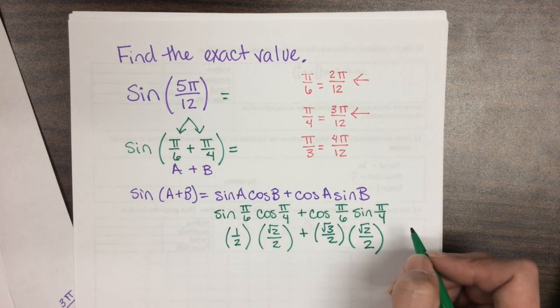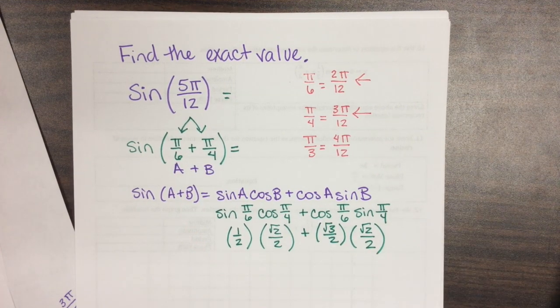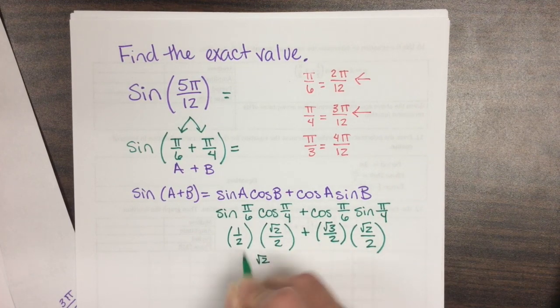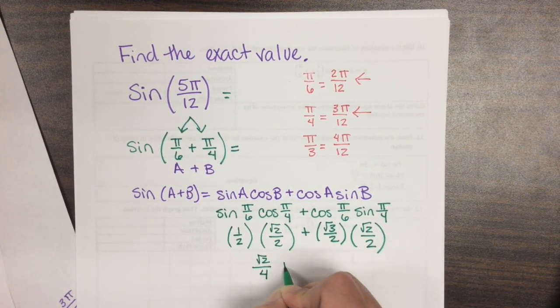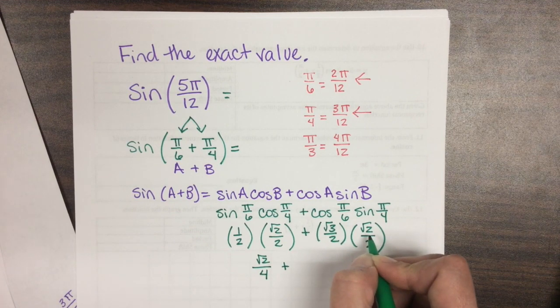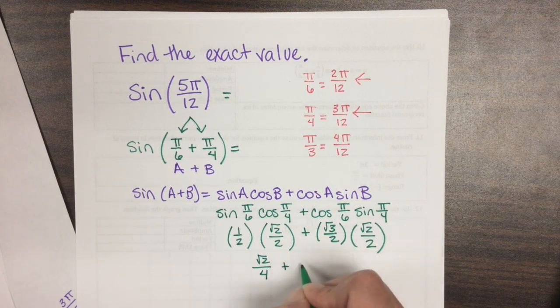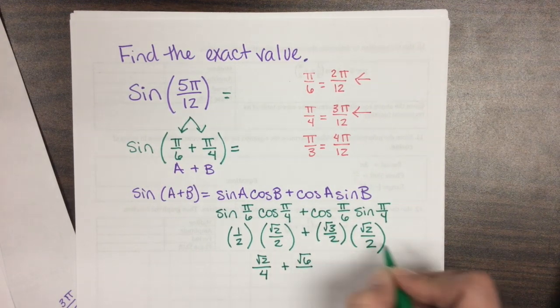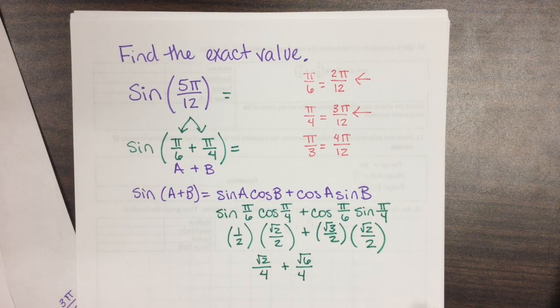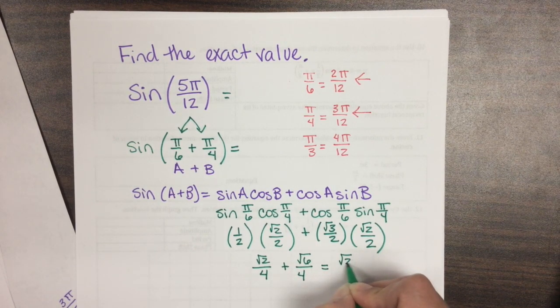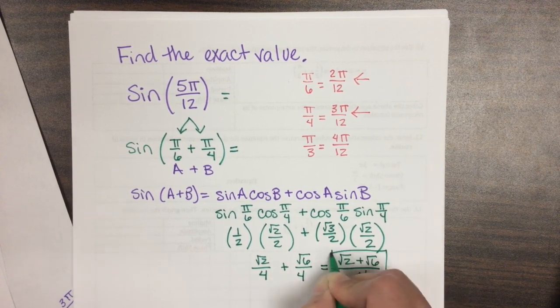And now we can just clean this up. When we multiply fractions together, we multiply across the top. 1 times square root of 2 is square root of 2. 2 times 2 is 4. Plus square root of 3 times the square root of 2. Now when we multiply radicals, we can multiply that 3 and the 2 together. So we get square root of 6 on the numerator, and 2 times 2 is 4. Now, if we want to just clean this up a little bit more, we could say that this is square root of 2 plus square root of 6 all over 4. And there is our answer.